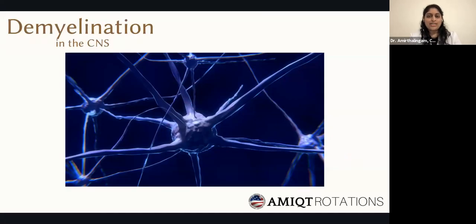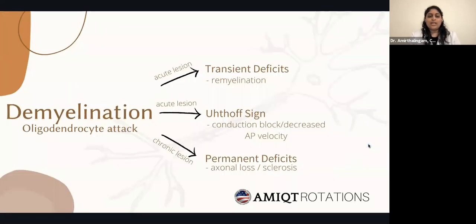So with regards to the presenting symptoms, I'm going to list the symptoms based on the central nervous system that is affected. And I found that this might be an easier way to remember the disease process. So when demyelination occurs, it's an oligodendrocytic attack. This can be acute or it can be chronic.